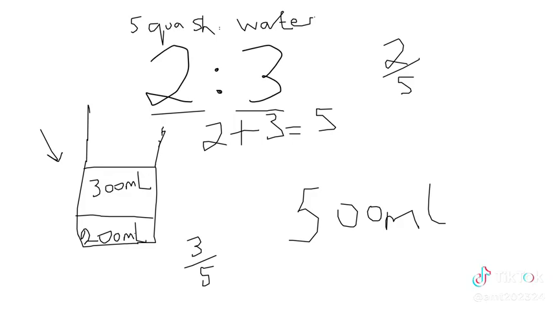I pronounce this as 2 to 3. So 2 parts to 3 parts. So 2 parts squash, for example, to 3 parts water. Or it could be, say, you're making a chocolate cake. You'll measure the flour to eggs, or flour to sugar, or flour to sugar to eggs, and so on.